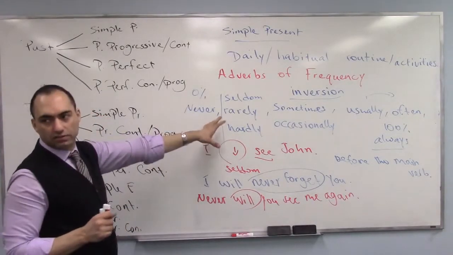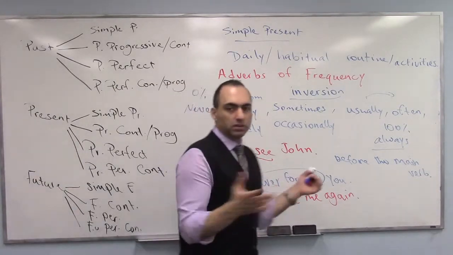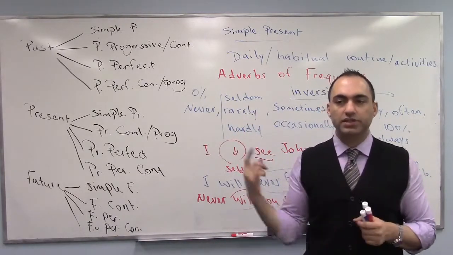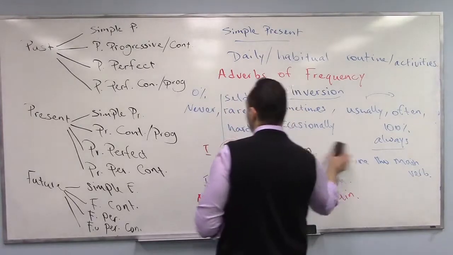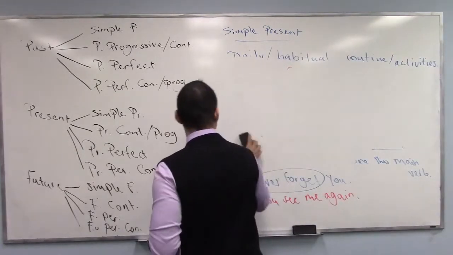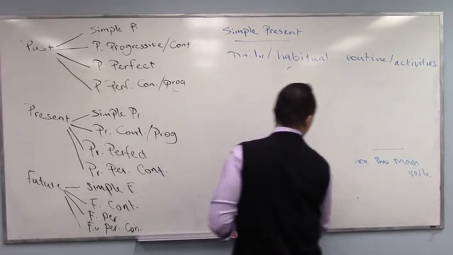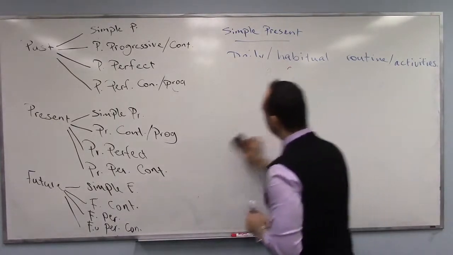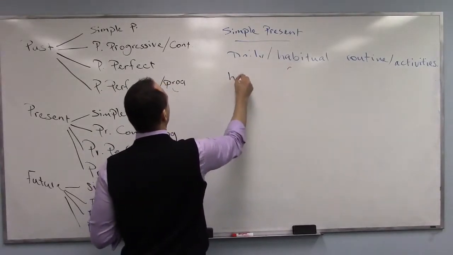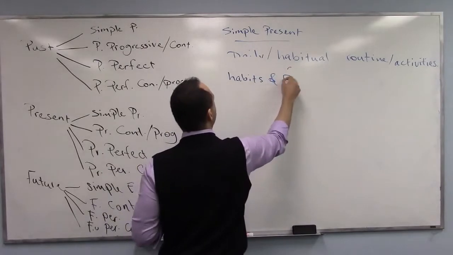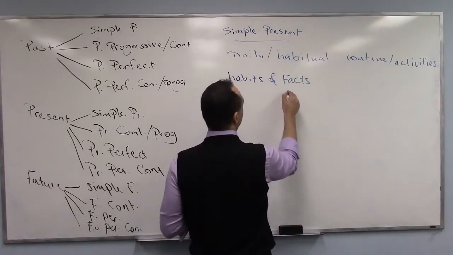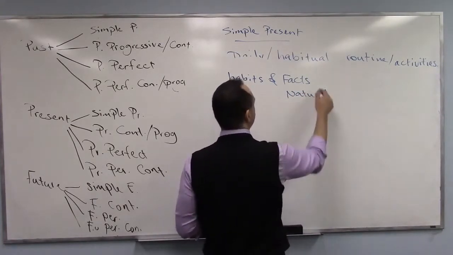So, this is easy again. Let's move on, because now, another thing we use simple present for is for natural facts. The sun rises in the east. Yes? So for habits and also facts, if you want to remember two things for simple present, you remember habits and facts. These are natural physical facts. Natural facts.